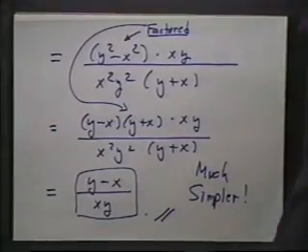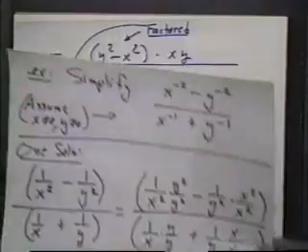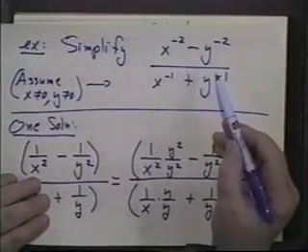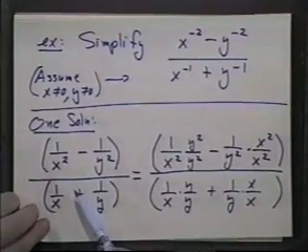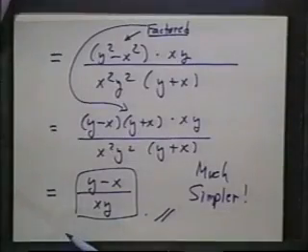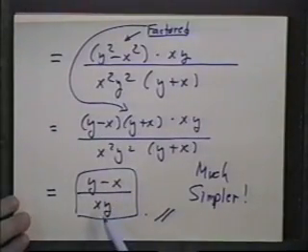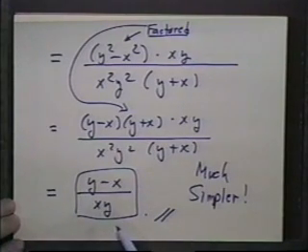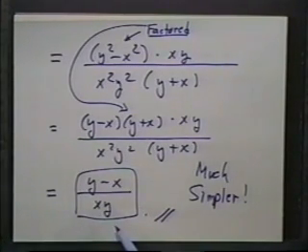Let me remind you of what the original one looked like. The original one looked like this, and rewritten looked like this. We've improved things considerably. We have y minus x over xy. Very simple and straightforward. And when you do further calculations with this, you'll be much happier to have it this way.